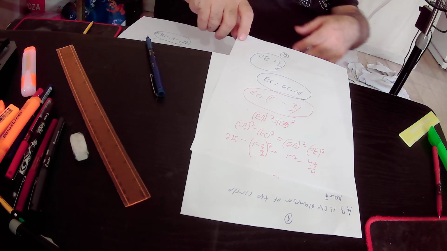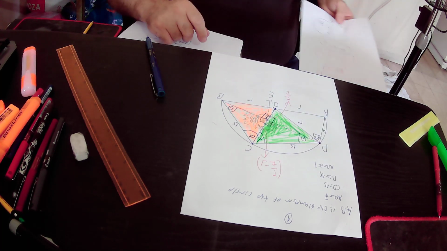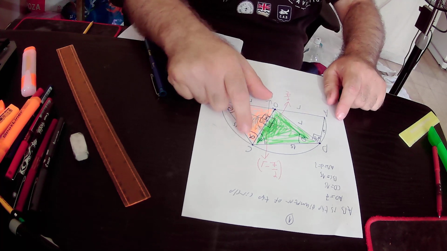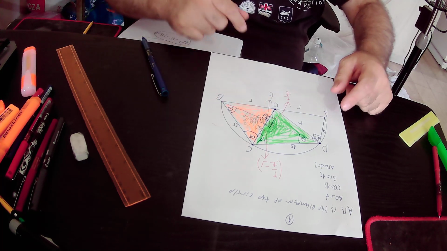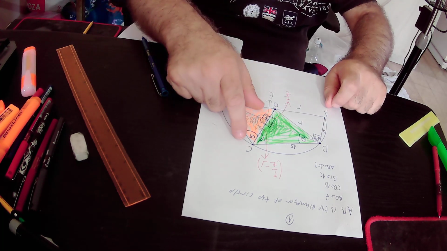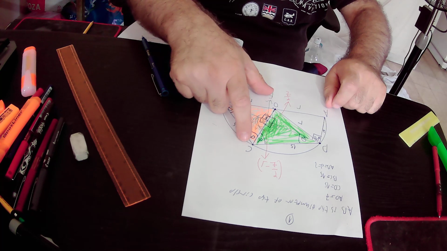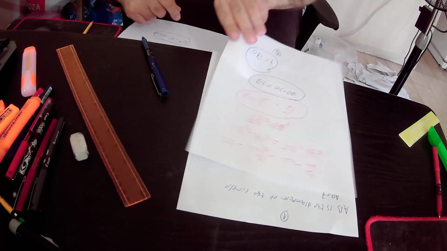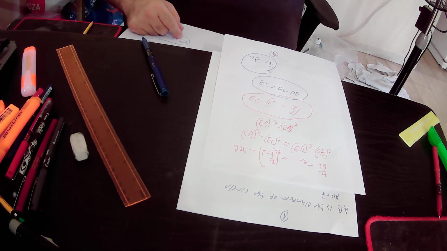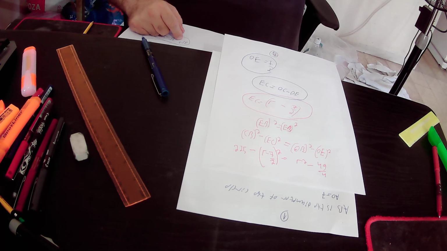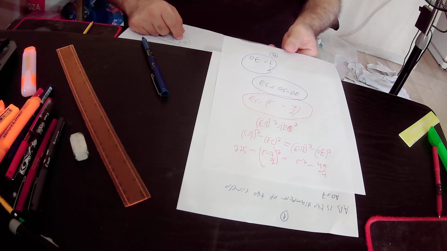And then EC equals OC minus OE. That is to say, EC equals OC, that is R, minus OE, that is 7 over 2. So EC equals R minus 7 over 2.